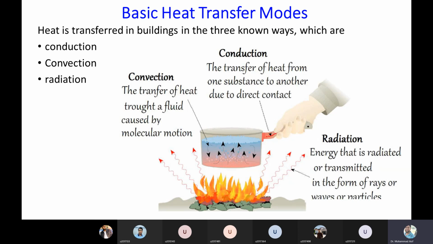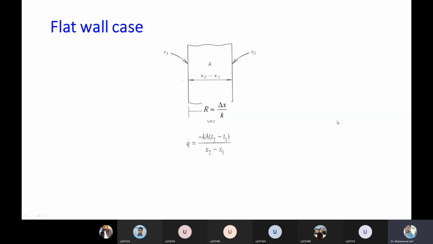Conduction is the transfer of heat from one molecule to another molecule. We also call it diffusion. Because of the movement of the fluid, we call it convection. And radiation transfers energy in the form of rays, waves, or particles; we call it radiation.